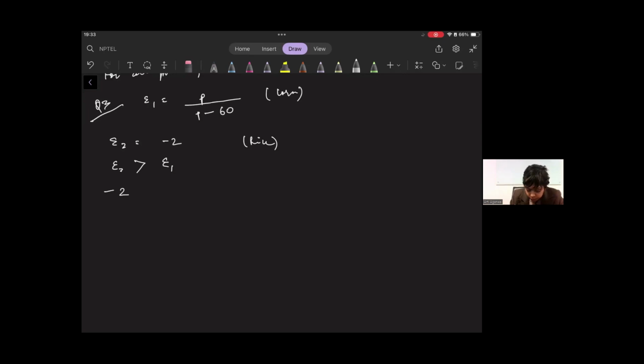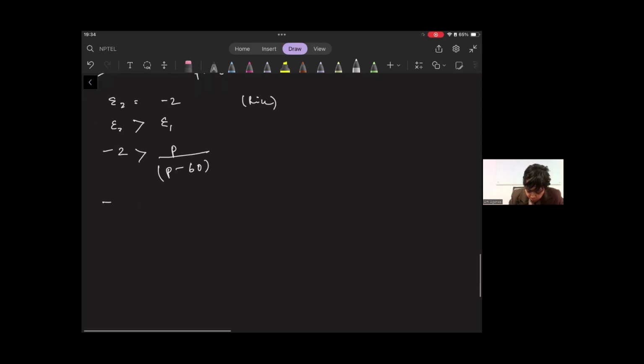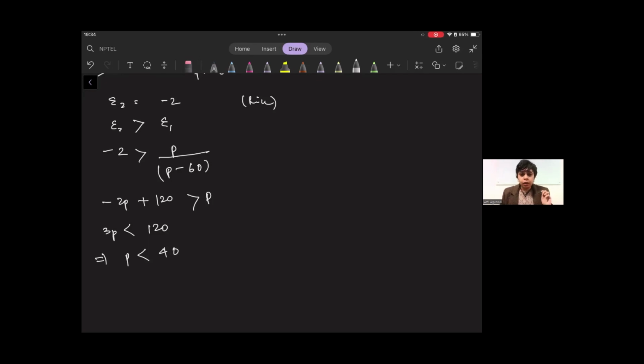Now what is this minus 2? Is it always greater than P upon P minus 60? Say suppose we assume that this is true, then what do we get? 20 is greater than P, which means 3P is less than 120, which means P is less than 40. Which means what? We got the condition for which epsilon 2 is greater than epsilon 1. Right? Are you following me?